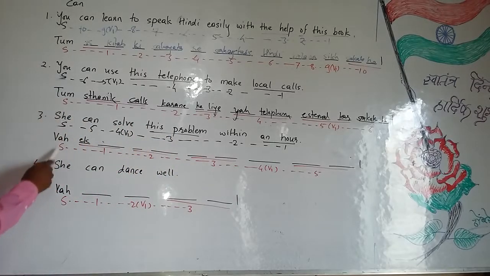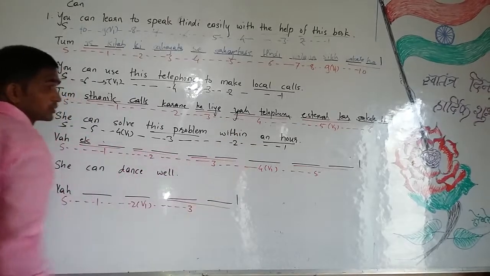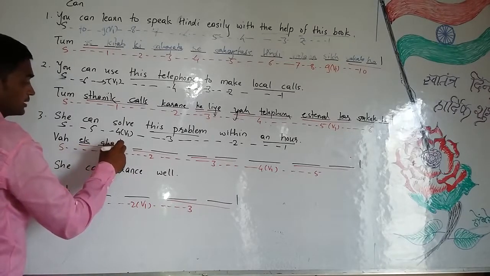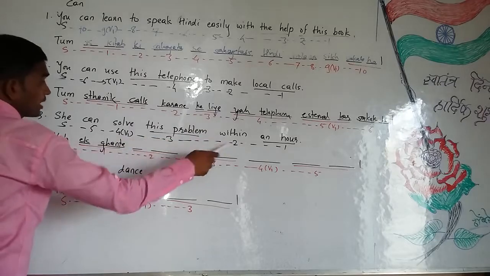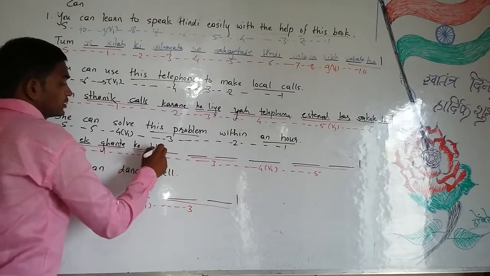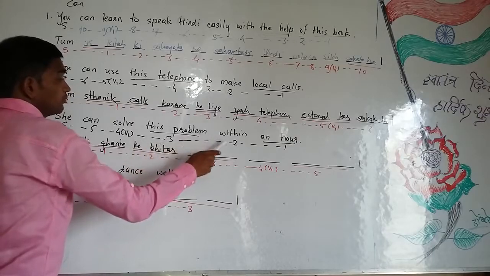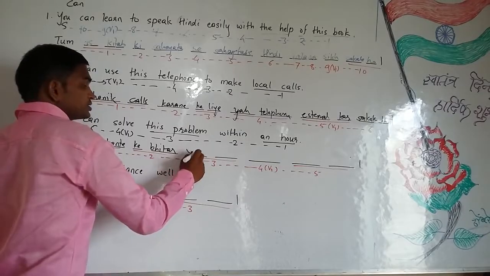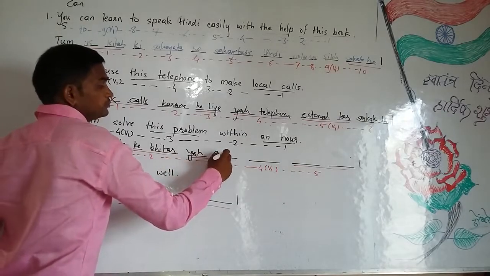Look here, the subject of the sentence is she. The Hindi word for she is वो. At the end of the sentence there is an hour. The Hindi word for an hour is एक घंटे. Before one, above two is within. The Hindi word for within is के भीतर. Before two, above three is this problem. यह means this. यह समस्या means problem.